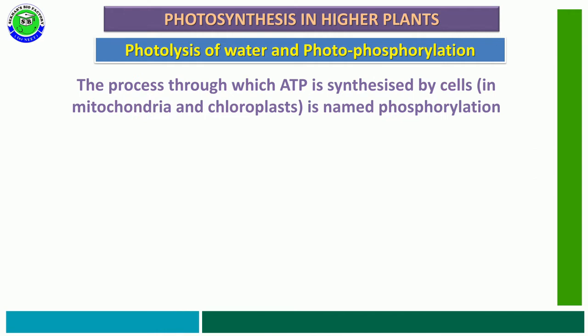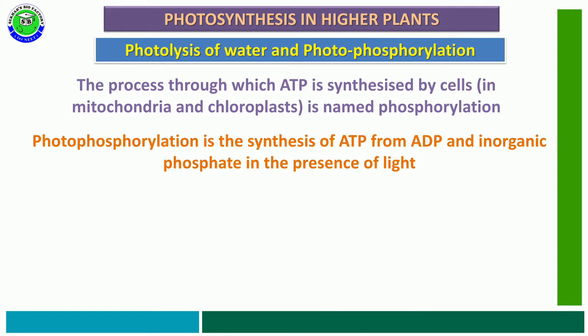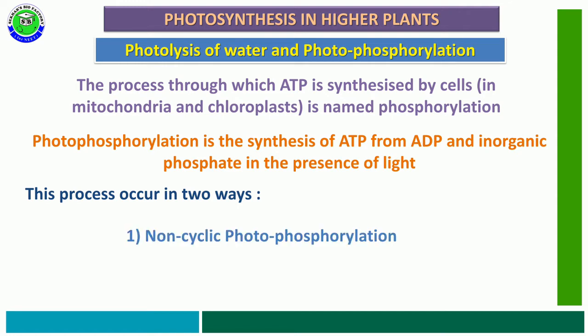And the process through which ATP synthesis takes place in a cell, especially in both mitochondria and chloroplasts, is named phosphorylation. And photophosphorylation is the synthesis of ATP molecule from ADP and inorganic phosphate in the presence of sunlight in light reaction of photosynthesis. This process of photophosphorylation occurs in two ways. The first one is non-cyclic photophosphorylation and the second one is cyclic photophosphorylation.